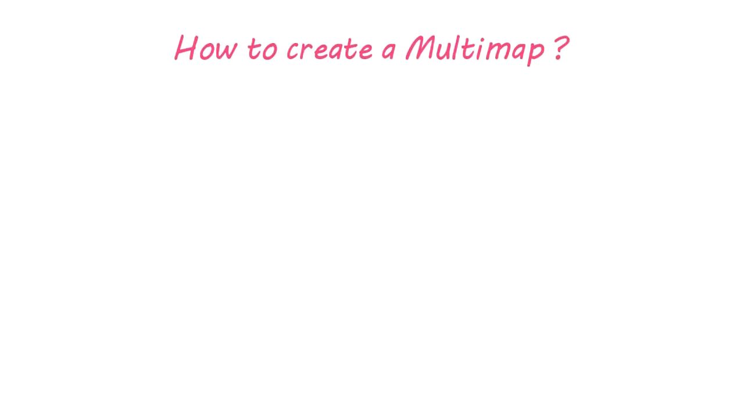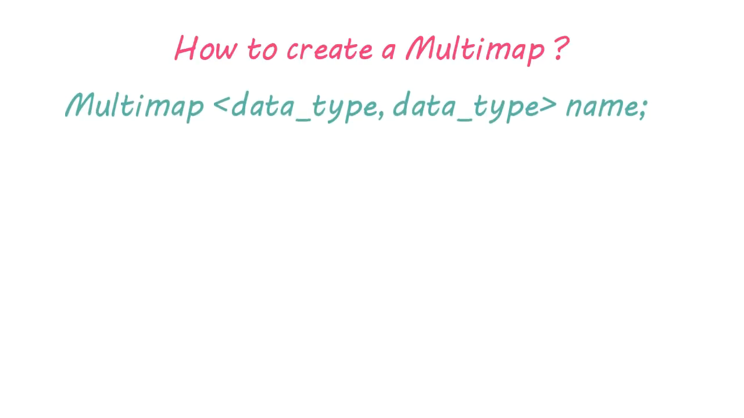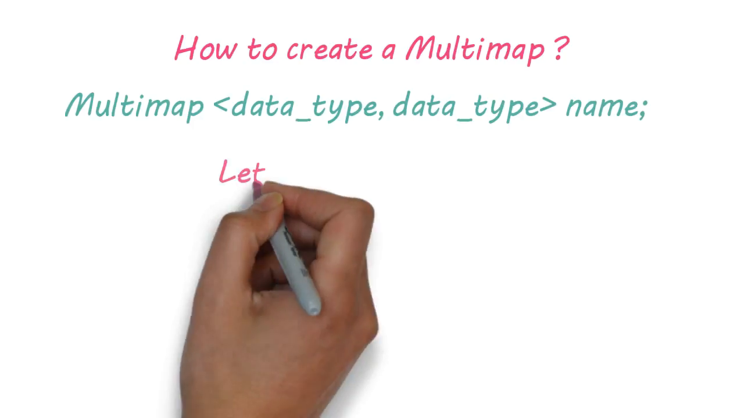How to create a multi-map? The same way we created map. First multi-map, then data type of first array, then data type of second array, and at the last the name.